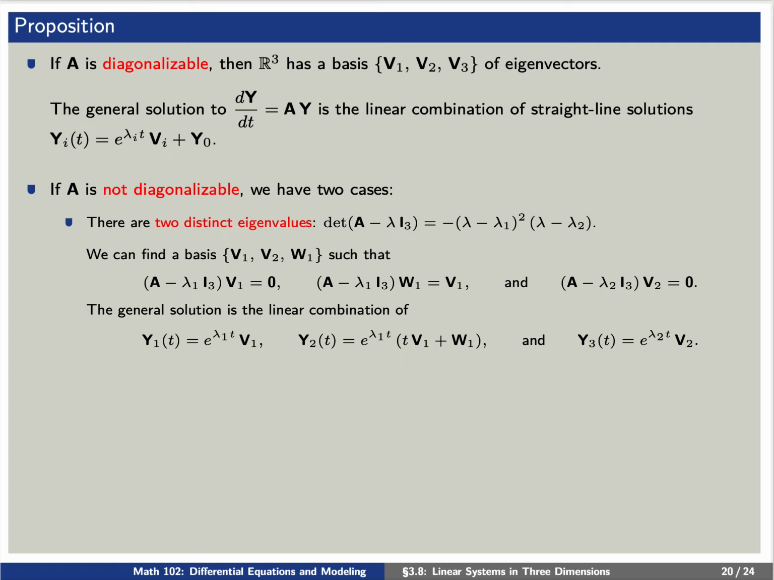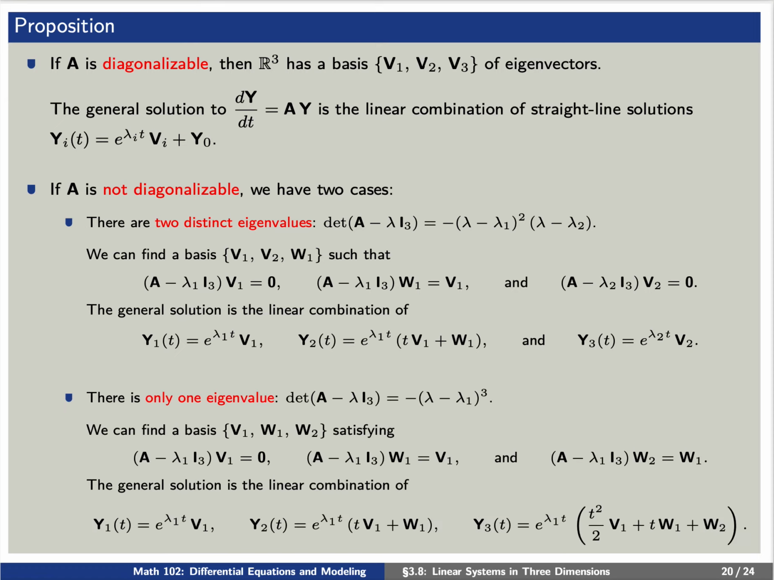In this case, the general solution looks very similar to what we found before with the repeated eigenvalues for a two-dimensional system. The general solution is a linear combination of a straight line solution, y sub 1, another straight line solution, y sub 3, but then a y sub 2 that involves e to the lambda 1 t times (t times v1 plus w1). The final case is when we have just one eigenvalue, lambda 1.